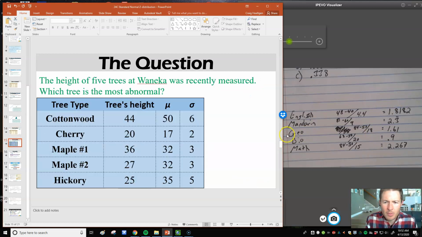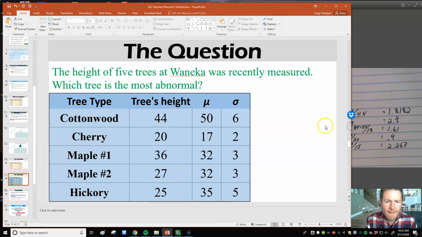Now let's try one more example. Go ahead and pause it, give this one a shot. Okay, let's go over it. So again, this tells us how many standard deviations from the mean a score is. Again, how many standard deviations from the mean.